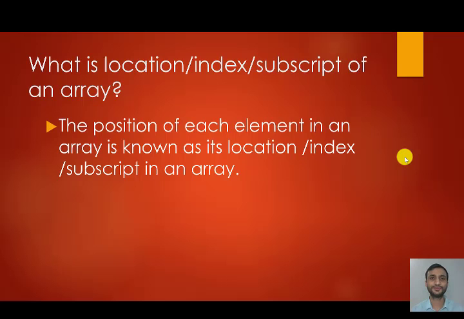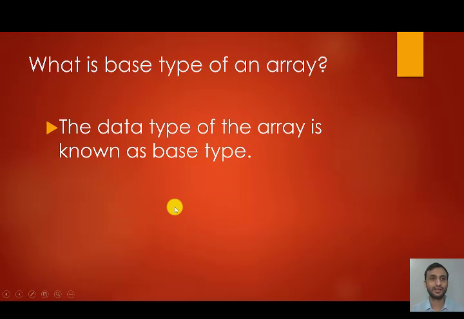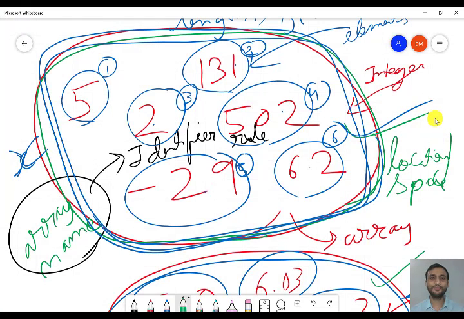Okay, understood? So we have already discussed this. What is the location of the first element and the last element of an array? The first element is always 0 and the last one is total size, that is nothing but the length minus 1. What is the base type of an array? The data type of an array is known as the base type. For example, in the first case, all are integer values. So you can say that the data type is int.